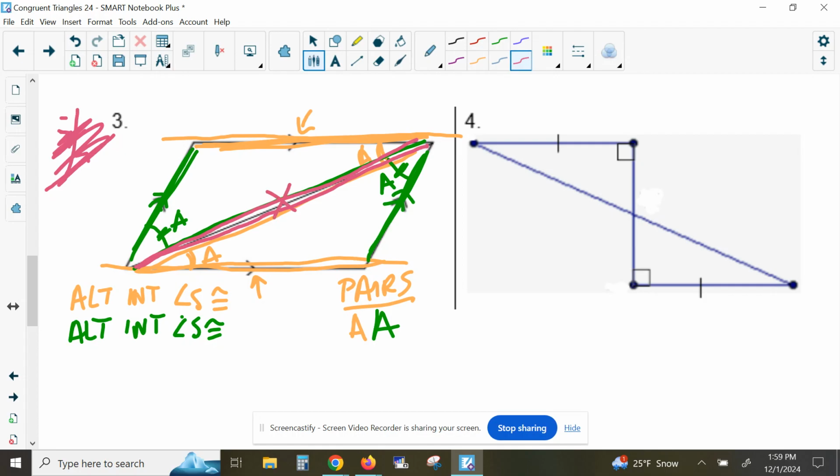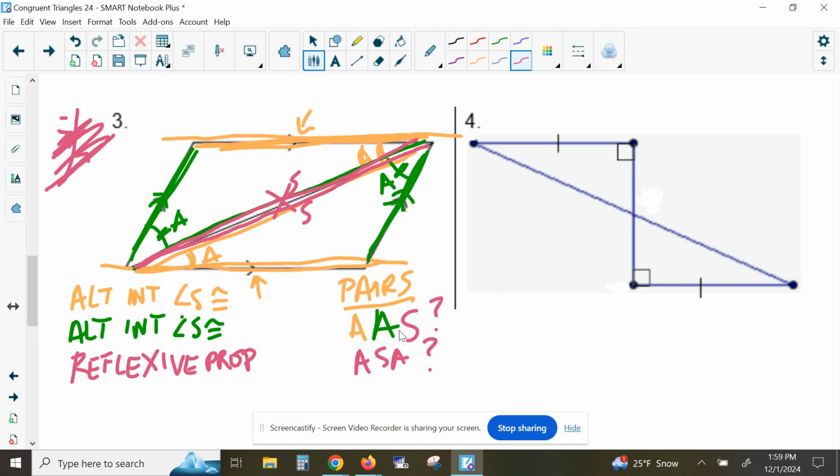So remember, why put an X on that? Because that is the reflexive property. That's my reflexive property, and that gives me this pink side congruent to this pink side. So I have two A's and an S. Now remember, I have to ask myself from my list, that could be an AAS or an ASA. I'm not sure, I gotta check it.